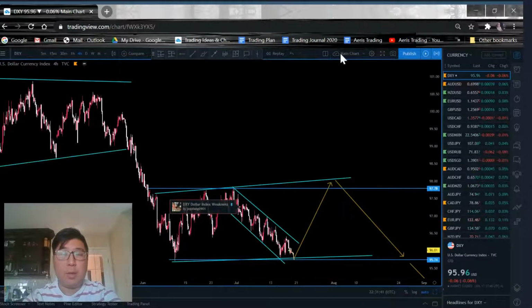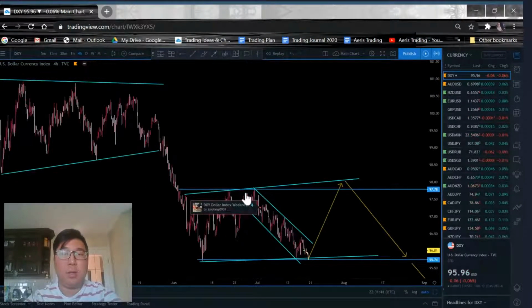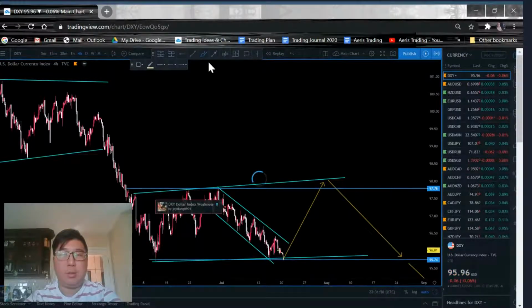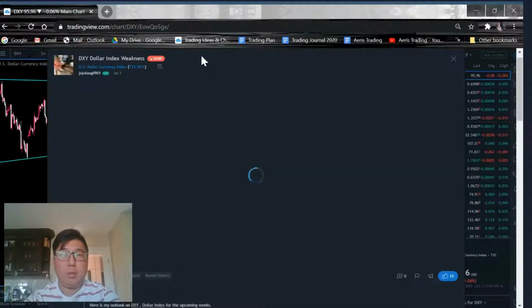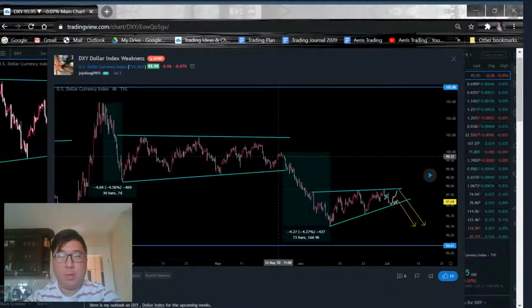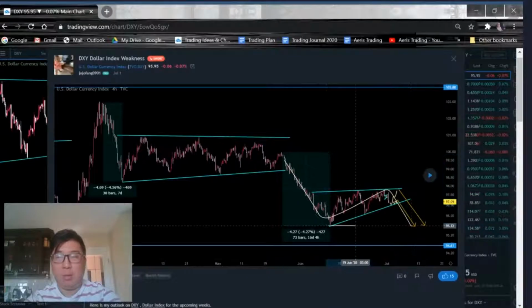Okay, so let's start with the dollar index. I think at the beginning of July, I'm looking at dollar index weakness. I do expect price to make another push down, at least to the double bottom area, the most recent lows. You can see that this is a clear impulse, this is a correction, and then I'm looking for this next impulse at least to the lows of here.